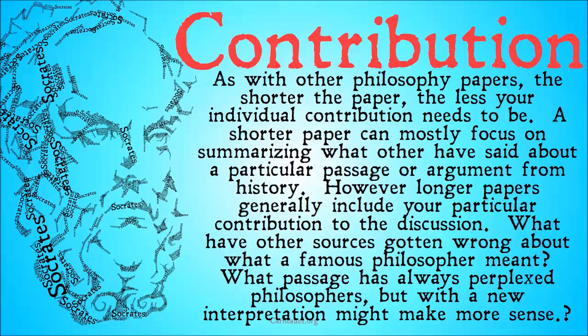As with other philosophy papers, the shorter your paper, the less your individual contribution needs to be. A shorter paper in the history of philosophy can mostly focus on summarizing what others have said about a particular passage or argument from history. However, longer papers generally include your particular contribution to the discussion. What have other sources gotten wrong about what a famous philosopher meant? What passage has always perplexed philosophers, but with a new interpretation might now make sense? What is a new way of understanding this extremely critical word in ancient Greek or particular term that's used a lot in philosophy that people haven't fully understood or mapped onto a modern concept yet?